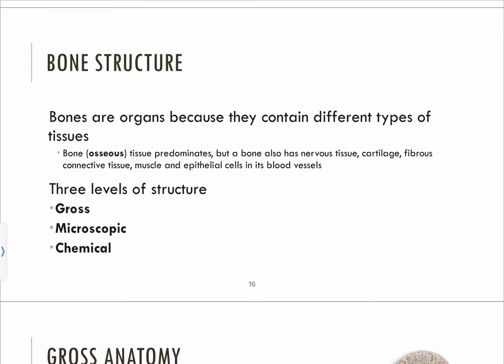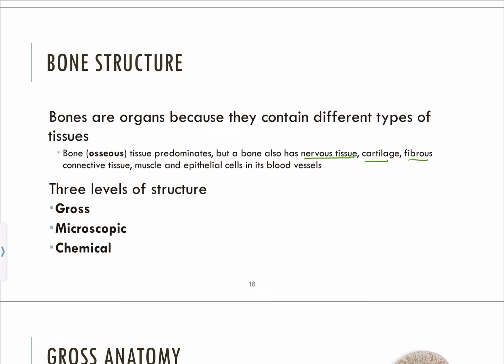of the tissues chapter. But even though bone is made up of osseous tissue, it also has other tissue types as well, including nervous tissue, cartilage, fibrous connective tissue, muscle tissue, and even epithelial tissue that's making up the blood vessels that are supplying it.